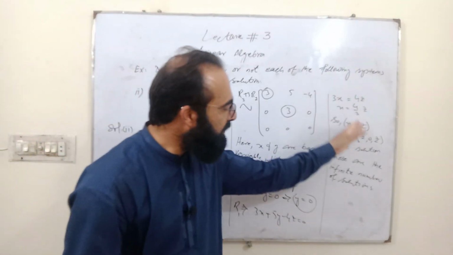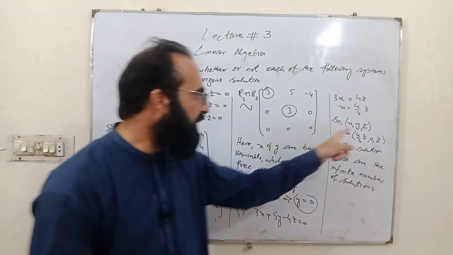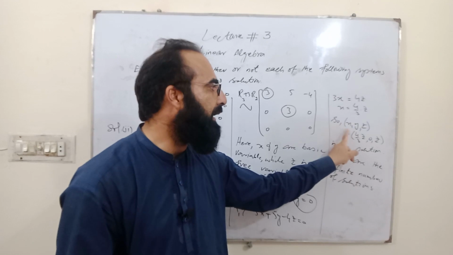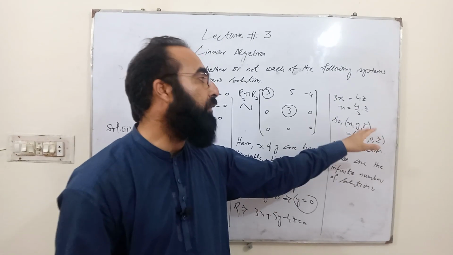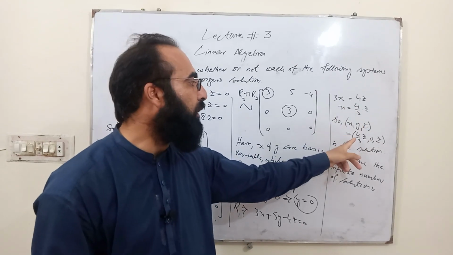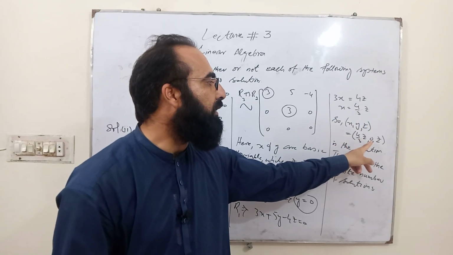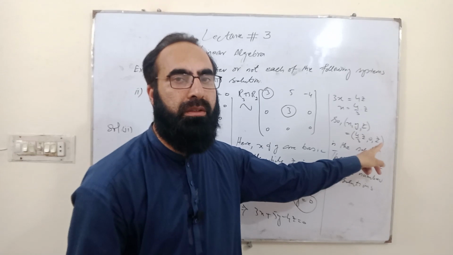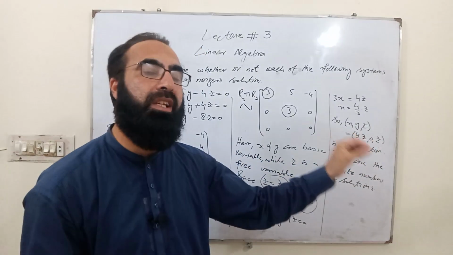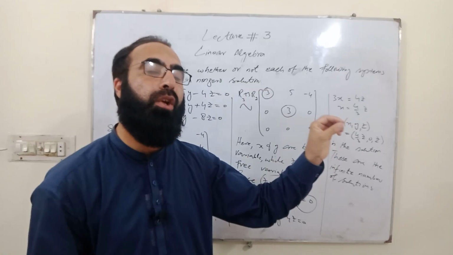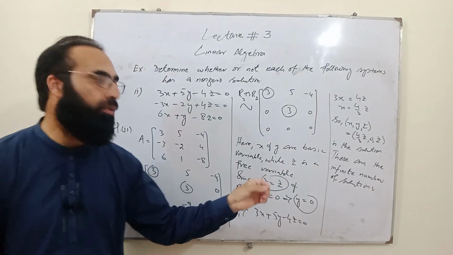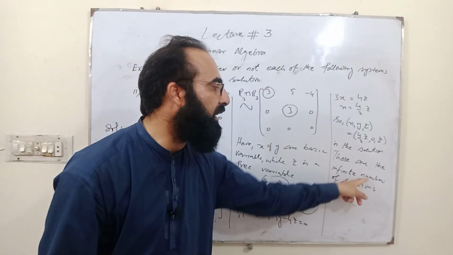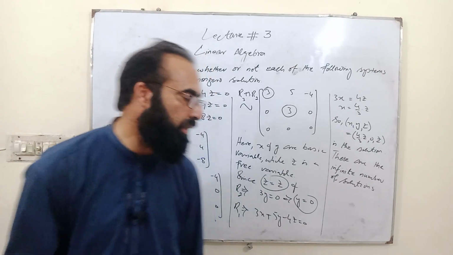Now look at this solution. If we put z equals 1, we will get 4 by 3, comma 0, comma 1. But if we put z equals 3, we will get 4, 0, and 3. This shows that for each and every value of z, you obtain a solution. So this shows that this system has an infinite number of solutions.